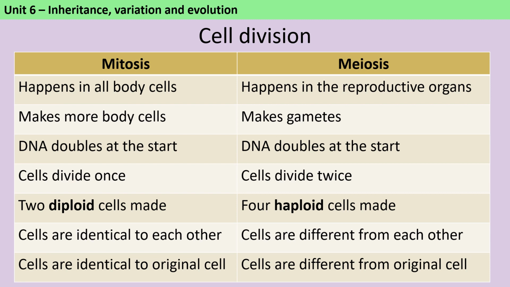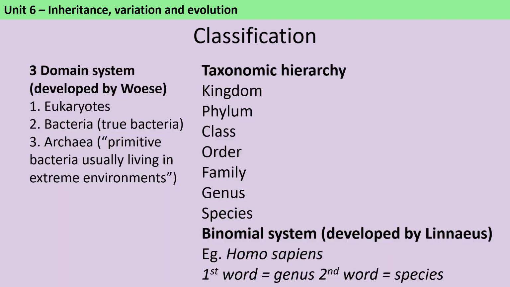Meiosis we only talk about in paper 2, and it happens in the reproductive organs, so the testicles and the ovaries. It makes sex cells, also called gametes, so that's pollen, egg cells and sperm cells, depending on whether we're talking about plants or animals. The DNA also doubles at the start, just like it does in mitosis, but then the cells divide twice. So rather than producing diploid cells with the same amount of DNA as the parent cell, it produces haploid cells, and 4 of these. The cells are different to each other and also different to the original cell because they have half the amount of DNA that the cell started with.